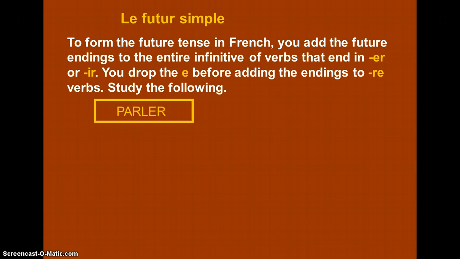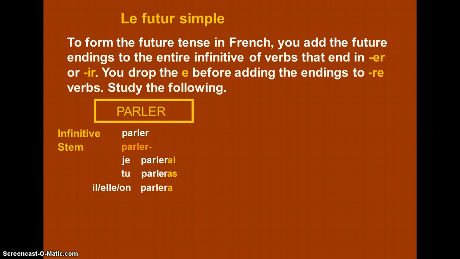Taking our regular er verb like parler, using the infinitive, our stem is the entire infinitive. Now what we're going to be putting on there are our endings. It's helpful to remember the endings by thinking that these endings are all the last syllable of all of the forms of avoir. So you would have je parlerai, tu parleras, il, elle ou on parlera, nous parlerons, vous parlerez, and finally, ils ou elles parleront.